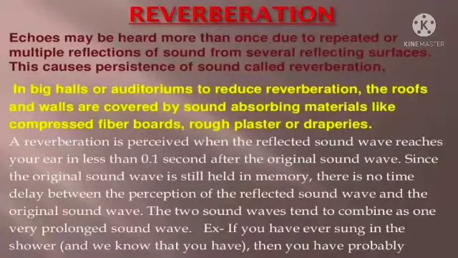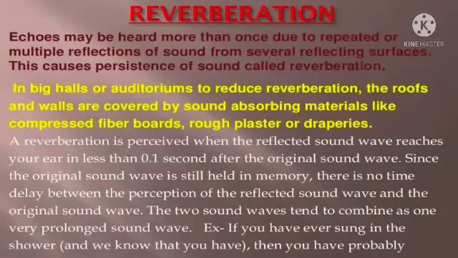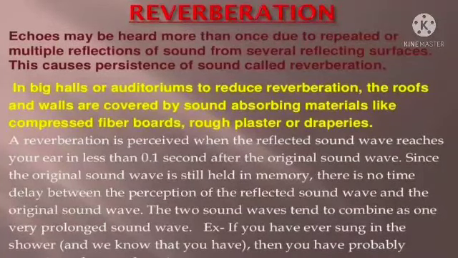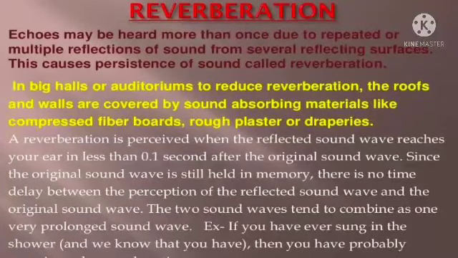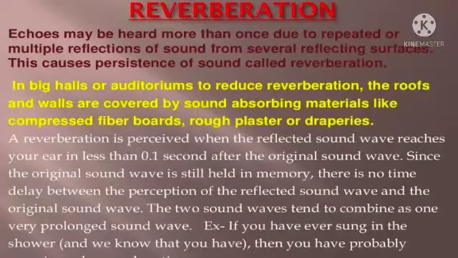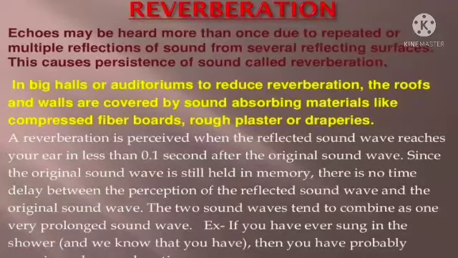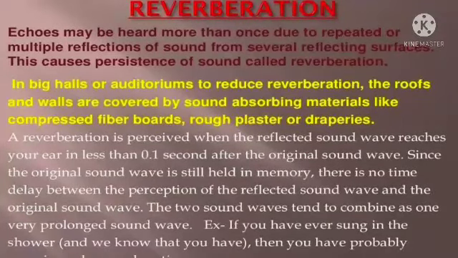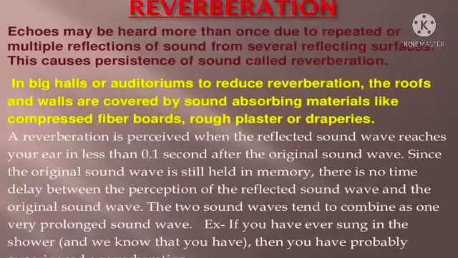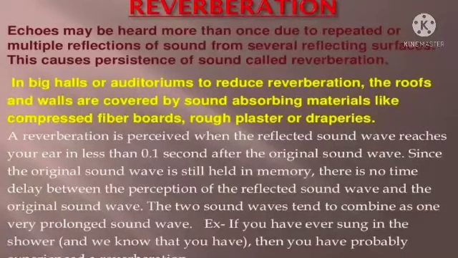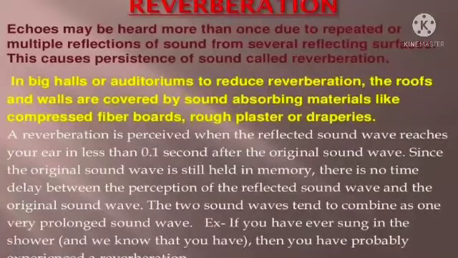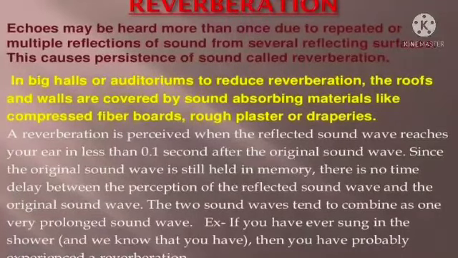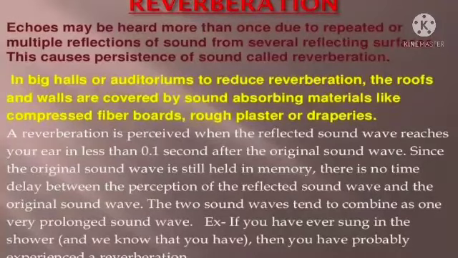Reverberation. Echoes may be heard more than once due to repeated or multiple reflections of sound from several reflecting surfaces. This causes persistence of sound called reverberation. In big halls or auditoriums, to reduce reverberation, the roofs and walls are covered by sound absorbing materials like compressed fiber boards, rough plaster, or draperies.